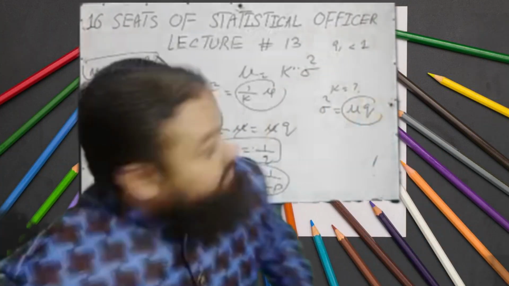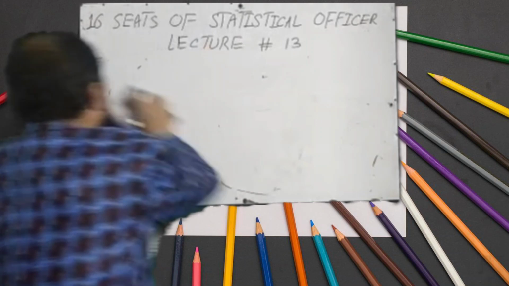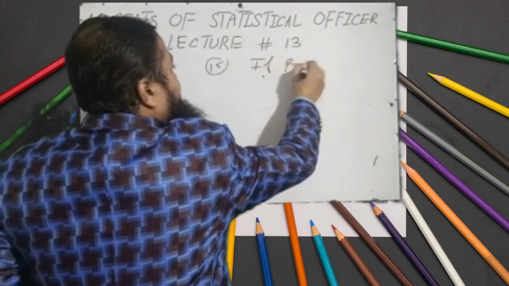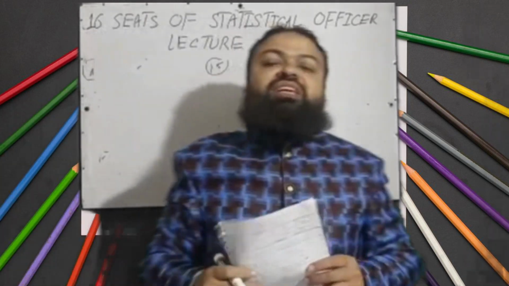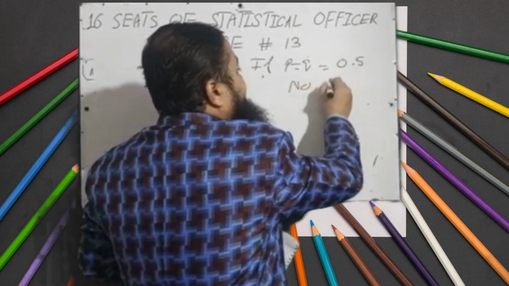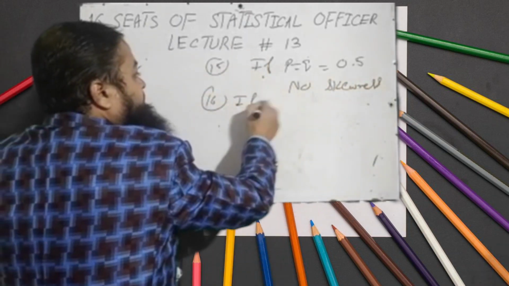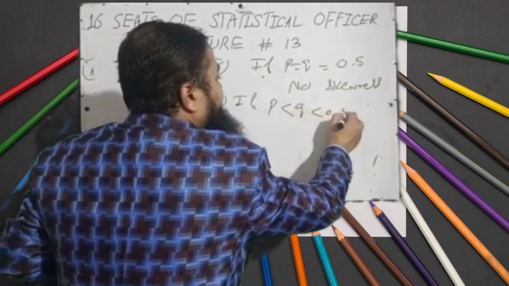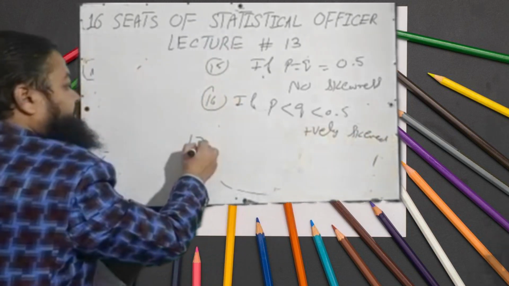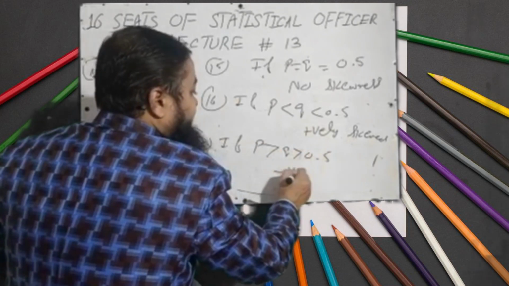Question number 15, a very important one. If p is equal to q, dear students, a very conceptual question. If p is equal to q is equal to 1 by 2 or 0.5, then there is no skewness. The distribution is symmetric. And if you have p less than q, less than 0.5, the distribution is positively skewed. And if you have p is greater than q, greater than 0.5, then we have negatively skewed.